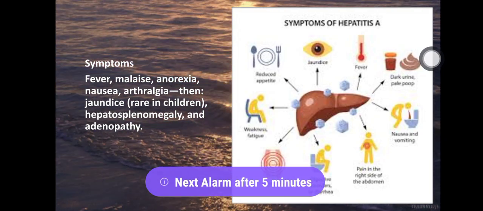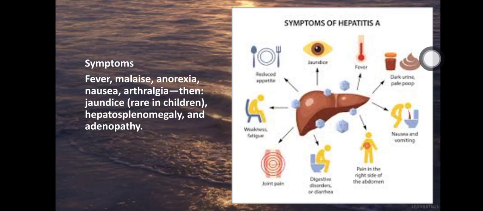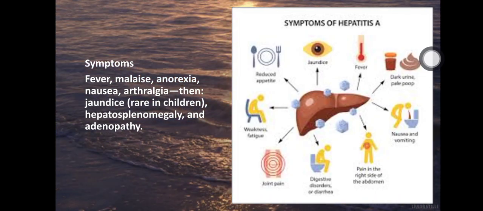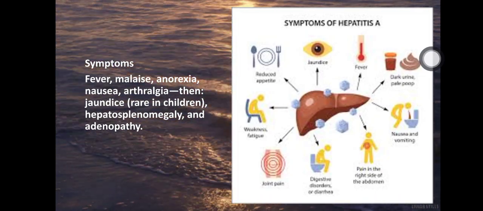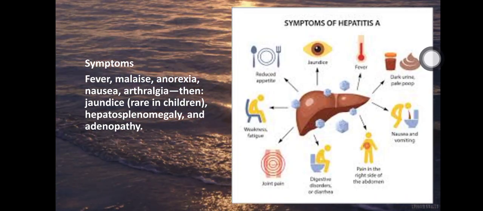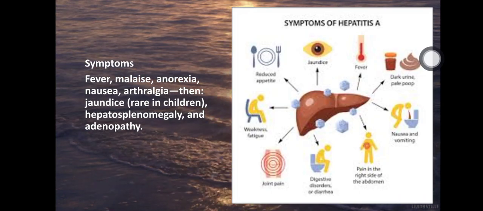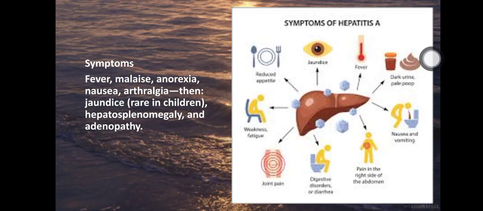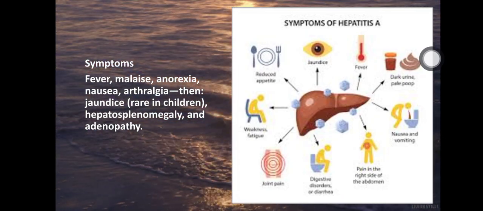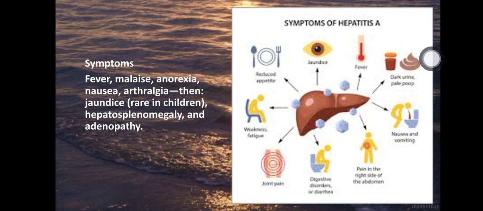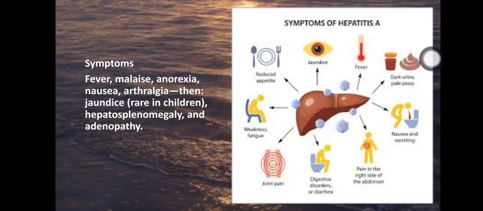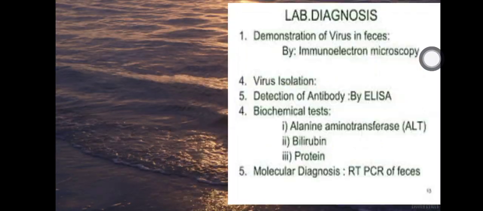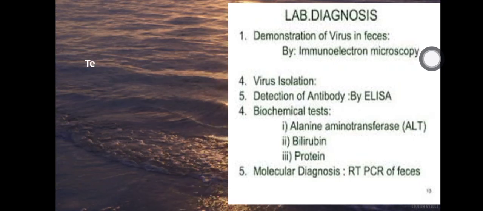You can see reduced appetite, jaundice, fever, dark urine or pale poop, nausea and vomiting, pain in the right side of the abdomen where the liver is situated, digestive disorders of diarrhea, joint pain, weakness and fatigue. These are the common symptoms of hepatitis A, non-specific symptoms, but the most specific symptom is yellowish discoloration of the eyes or yellow urine or pale poop, and pain in the right hypochondriac region or right upper quadrant.